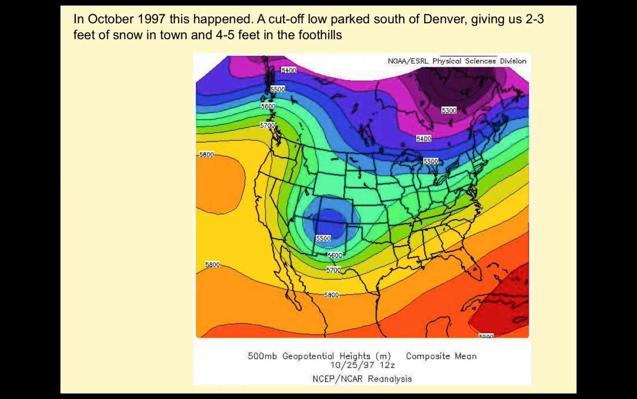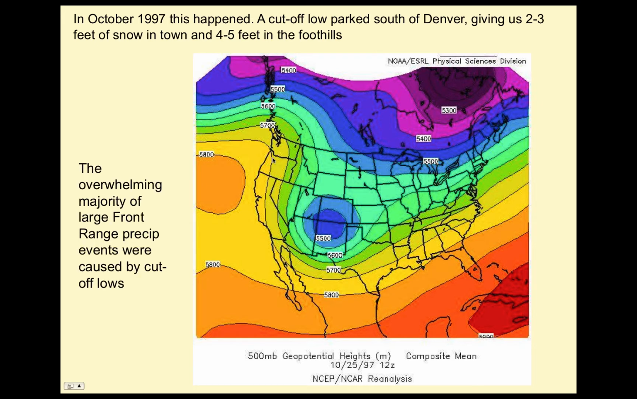In October 97, this happened, one of our bigger cutoff low storms. The cutoff low parked here. Here we're looking at the 500 millibar surface, showing low heights of that 500 millibar surface. So this is showing a cutoff low here, low pressure aloft, and there was low pressure at the surface here at this time too. This gave us 2 to 3 feet of snow in town in Denver and also 4 to 5 feet in the foothills. So the overwhelming majority of large Front Range precip events were caused by cutoff lows. And it's not just wintertime, it can also be the shoulder seasons, the spring and fall too.